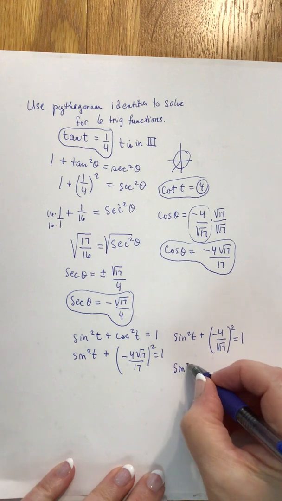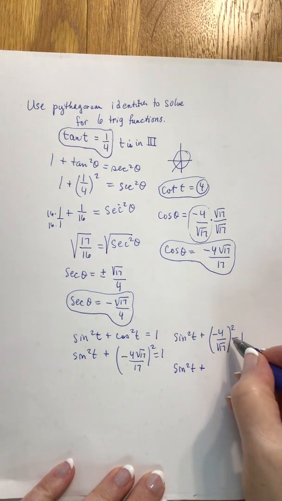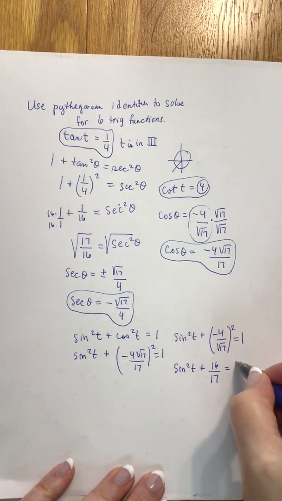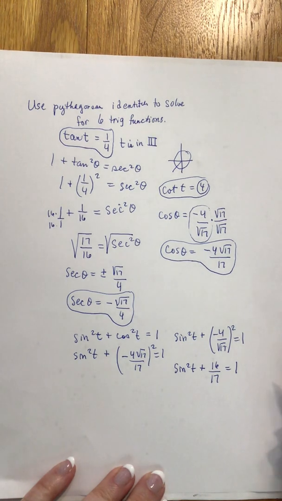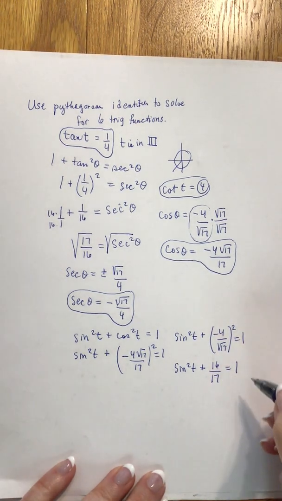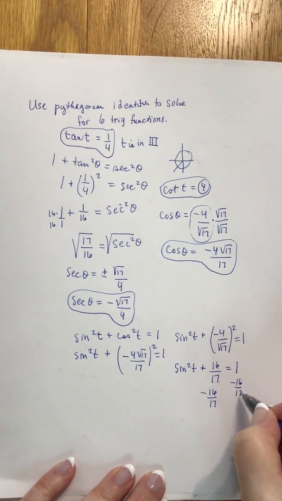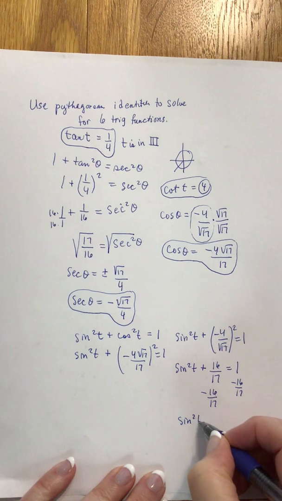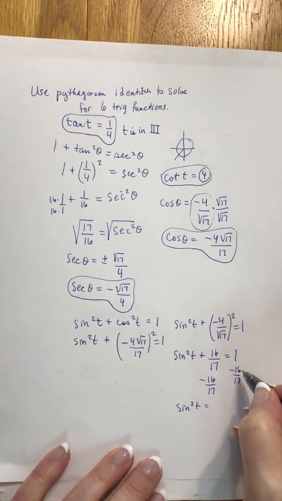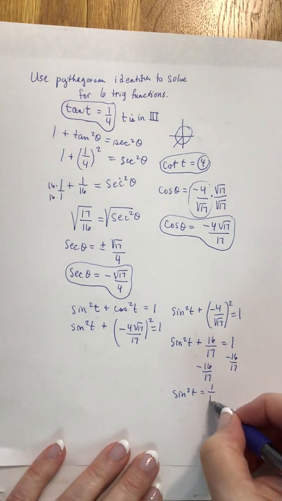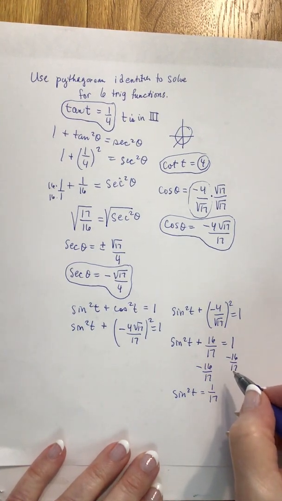So I get sine squared t plus negative 4 times negative 4 gives me 16. Square root of 17 squared gives me 17. Now I'm solving for sine, so I need to get this 16 over 17 to the other side. So I subtract 16 over 17 from both sides. So that gives me sine squared t equals 17 over 17, because it's a whole. Subtract 16 gives me 1/17. And then we're going to take the square root on both sides.